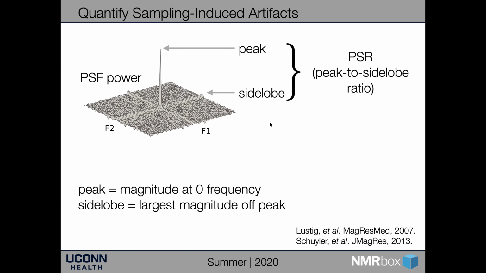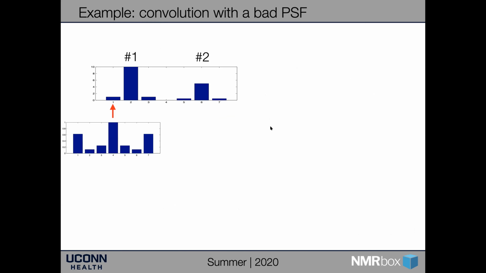So let's take these concepts and combine them and take a look at a toy problem here where we're going to look at convolution with a bad point spread function. So in the top, we've got a toy problem spectrum with two peaks, number 1 and number 2, each with these shoulders next to them. And here's our bad point spread function. Here's our zero frequency component right in the middle. And then instead of having all zero values around it, we have some large artifacts in our point spread function out here at the extremes.